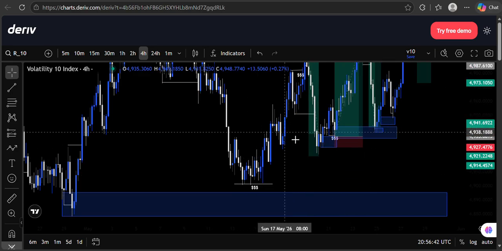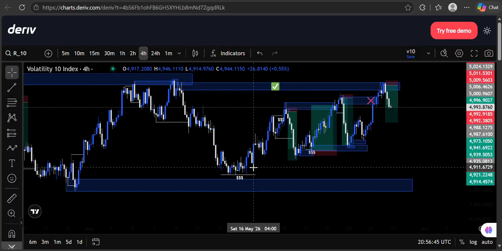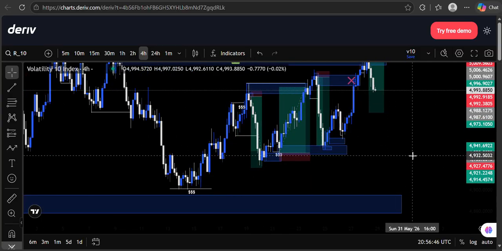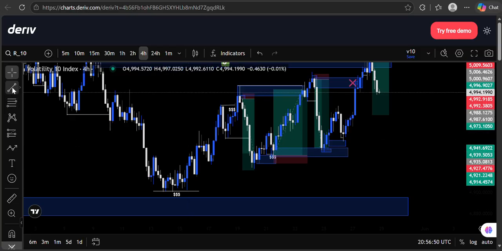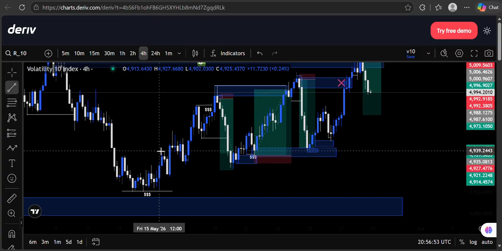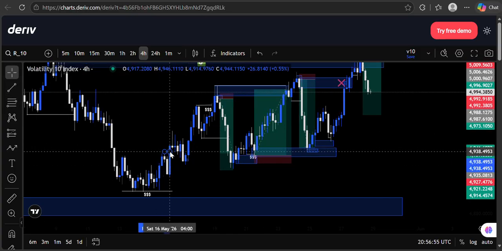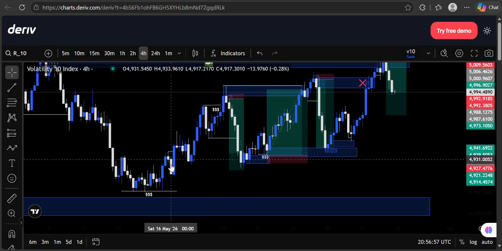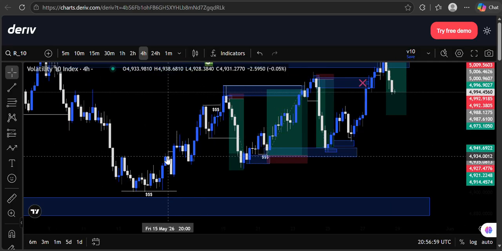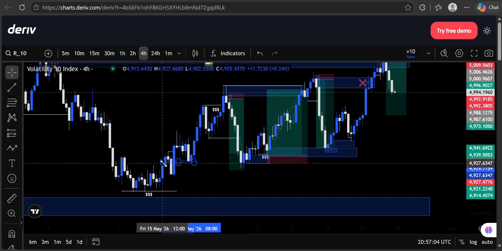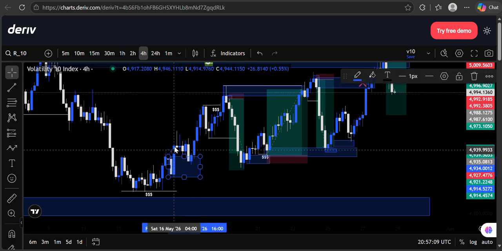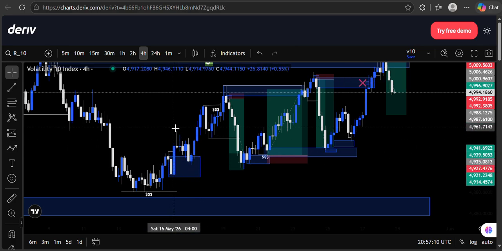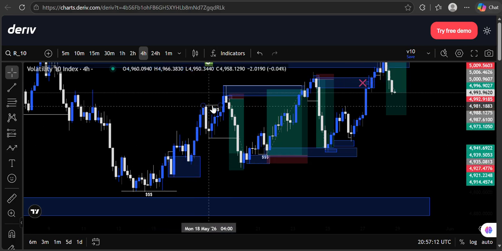Now getting into after this, we saw that there was a break of structure to the upside. So this high was broken. We saw this break of structure to the upside caused by this particular candle. So this particular zone caused this break of structure. You see price retraced to that zone and then it bought.